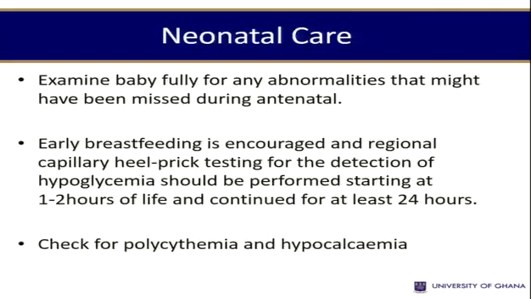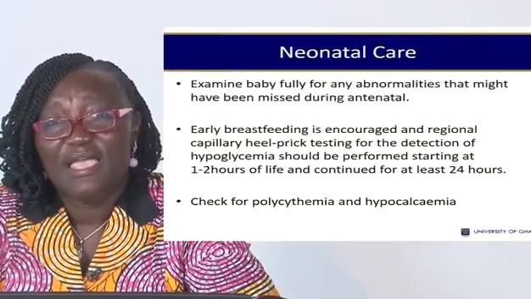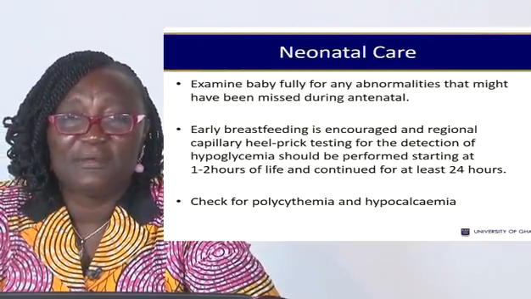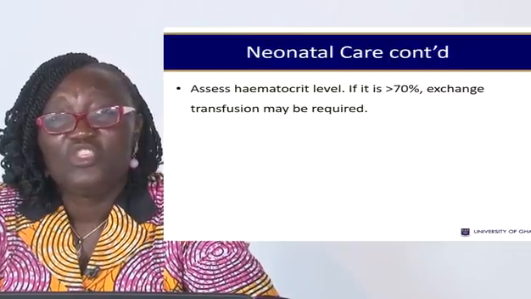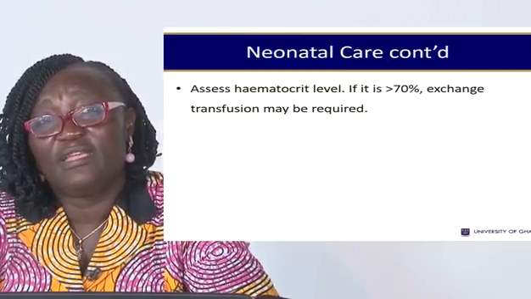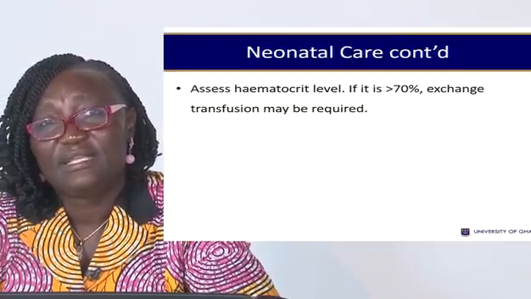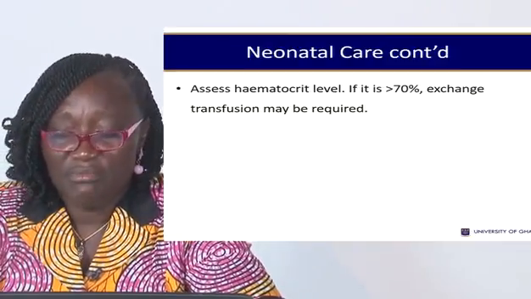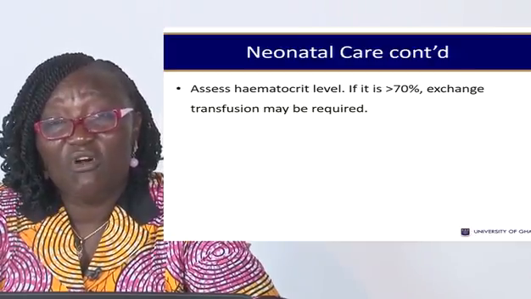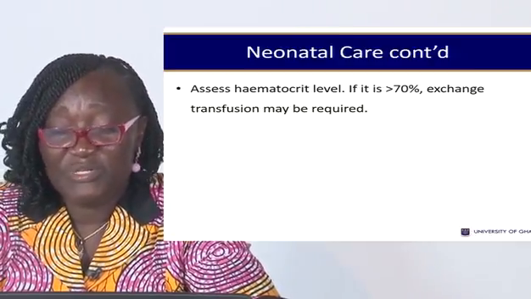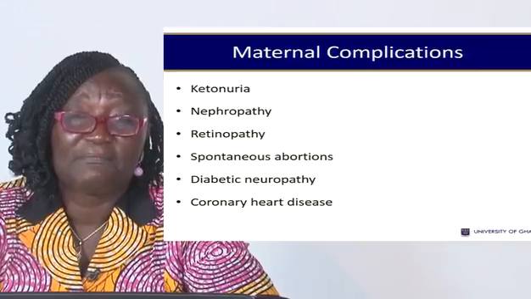And then sometimes you might have missed these things during the antenatal visits. We've talked about early breastfeeding. You check for polycythemia and hypocalcemia. You assess the hematocrit level of the baby, and then if it is greater than 70%, exchange blood transfusion may be required, so that we take off all the baby's blood as you are replacing it with another blood.